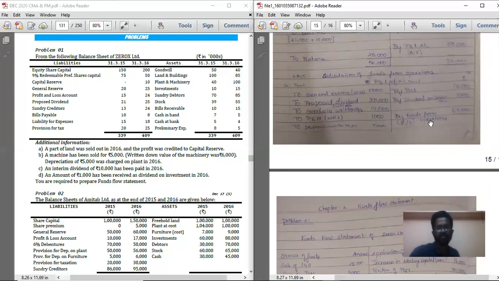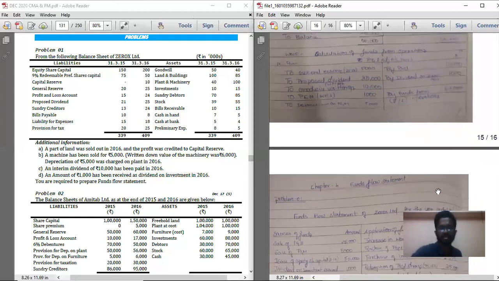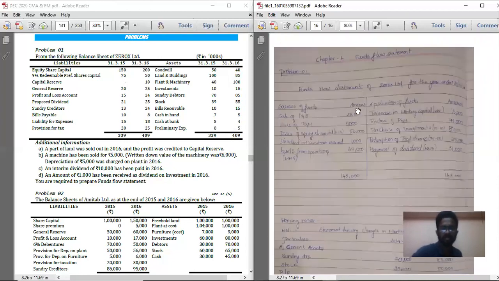So record by funds from operation, that is FFO, on the credit side, within bracket balancing figure. In the amount column, record 67,000, which is nothing but a loss. There is some 67,000 rupees which has been taken out of the funds, so it should be taken to the application of funds. By funds from operation, balancing figure 67,000. So bring that to the funds from operation.